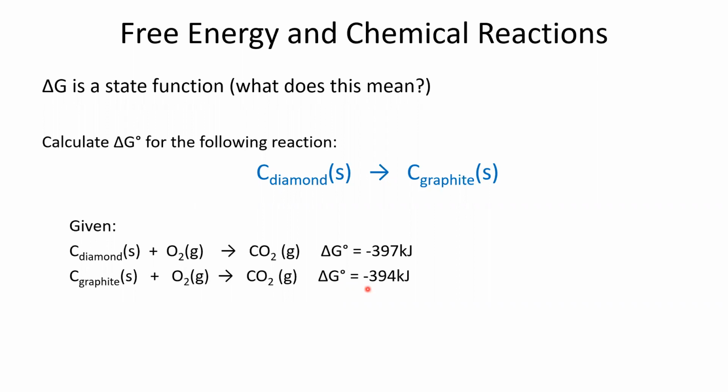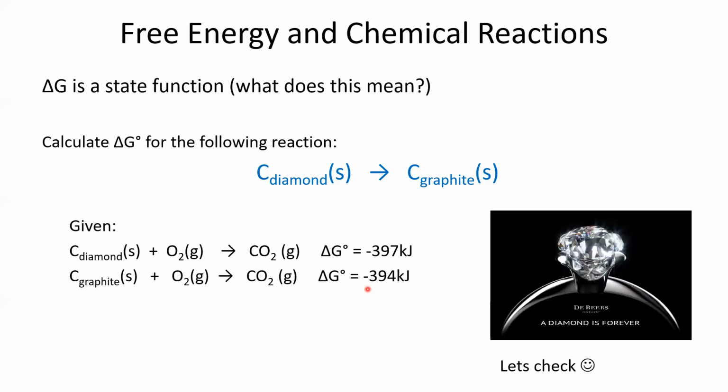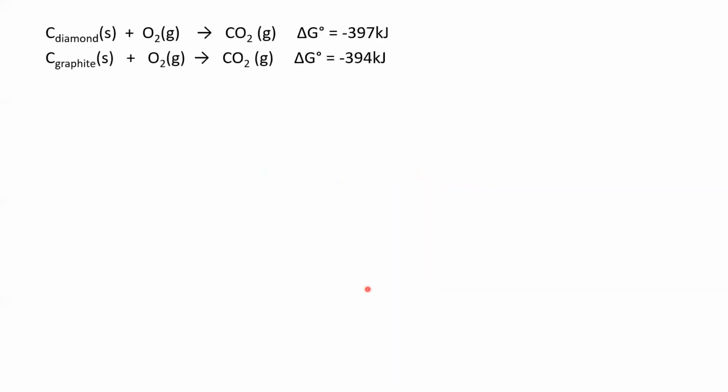So what we're going to do is apply the fact that free energy is a state function. It's a lot like Hess's law, if you remember that from Chem 1. So let's see what we would do. We want to look at the two equations that we're given and manipulate them so that when we add them together, they give us the reaction we're looking for.